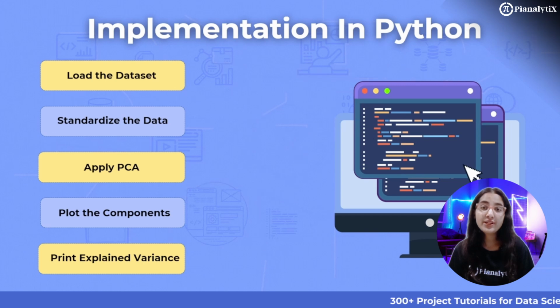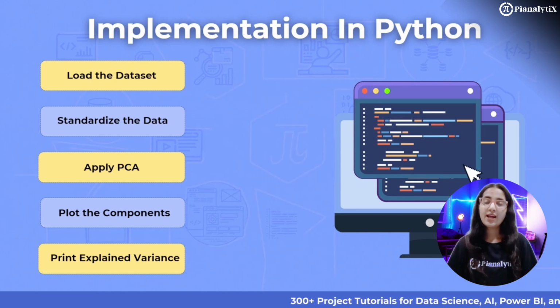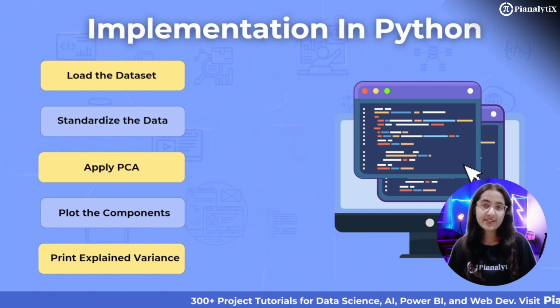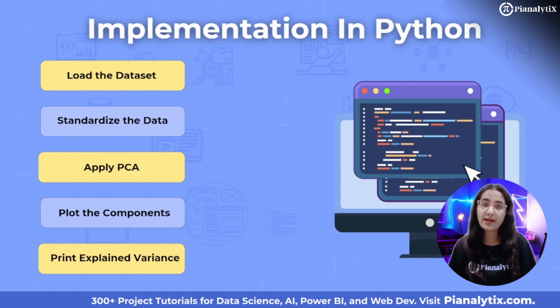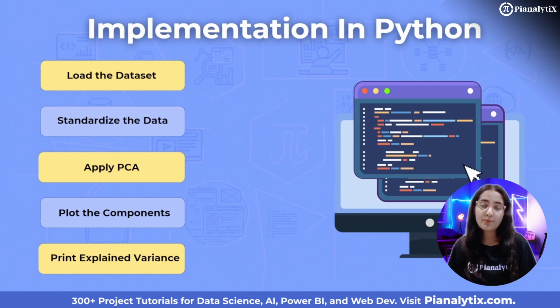Now, let's see how to implement PCA in Python using the scikit-learn library. It's super easy and only requires a few lines of code. First, we will load the dataset, then standardize the data, next apply PCA, then plot the components, and at last print the variance explained by each principal component to understand their contribution to the data's total variance. So let's open Colab, we will do it together.